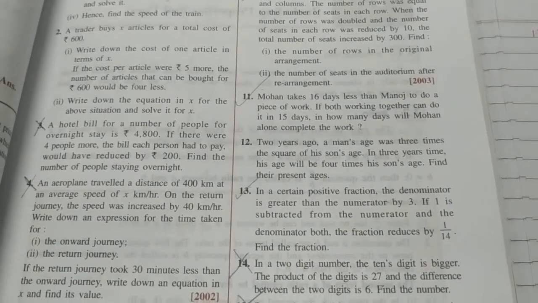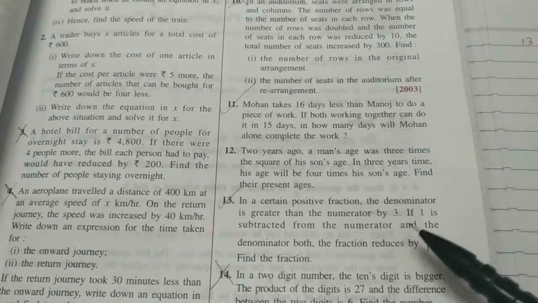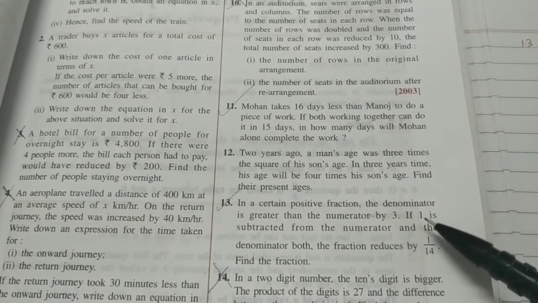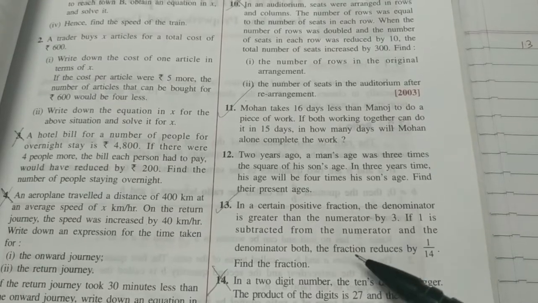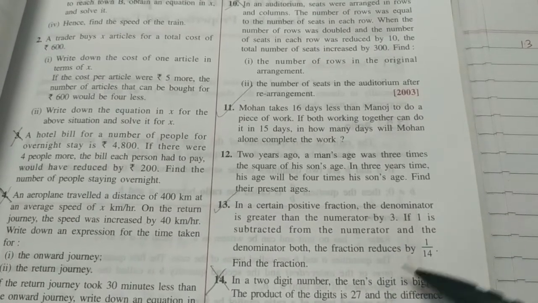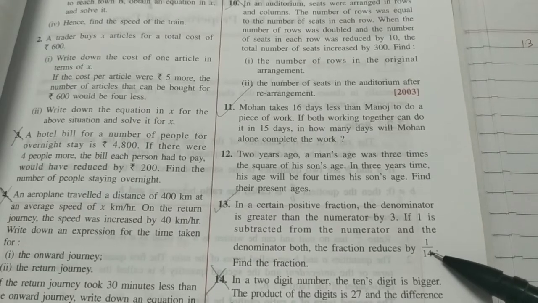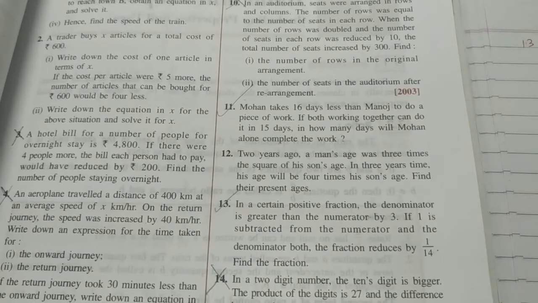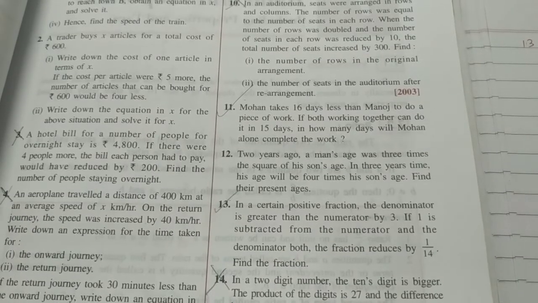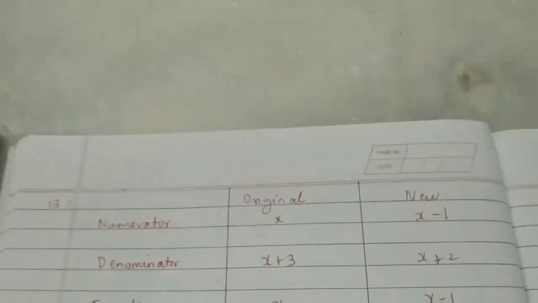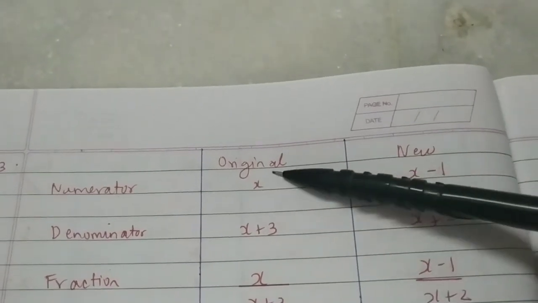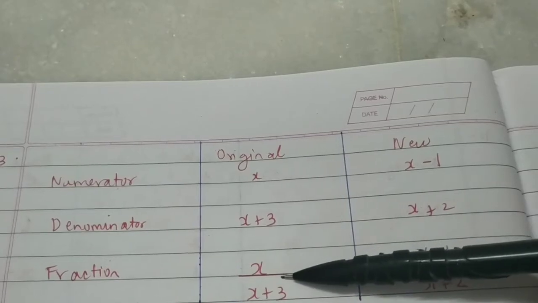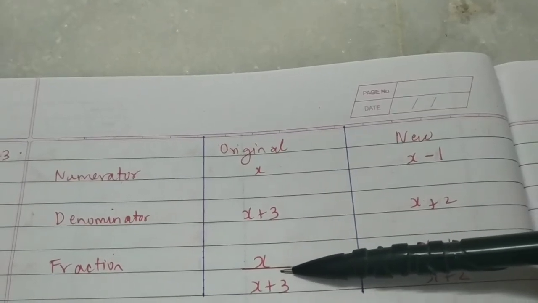Next, the 13th sum. In a certain positive fraction, the denominator is greater than the numerator by 3. If 1 is subtracted from the numerator and the denominator both, the fraction reduces by 1 upon 14. So tell me, which fraction is greater, the original one or the new one? The original one is greater. So we'll make a table. This is the original numerator, and the denominator is 3 more than the numerator. So that's the original fraction which we have to find in the end.